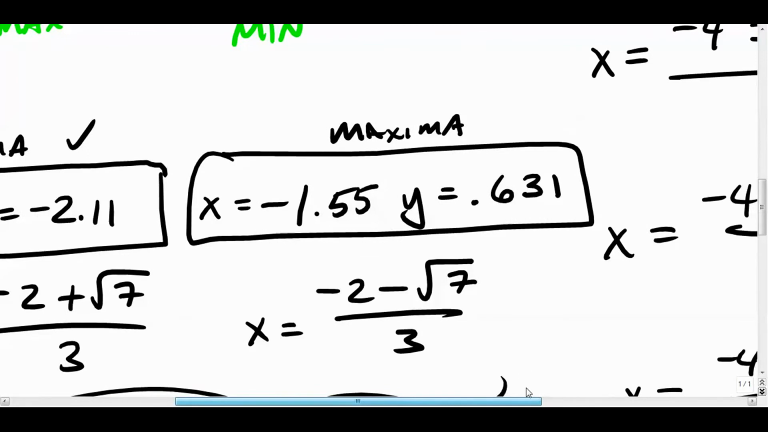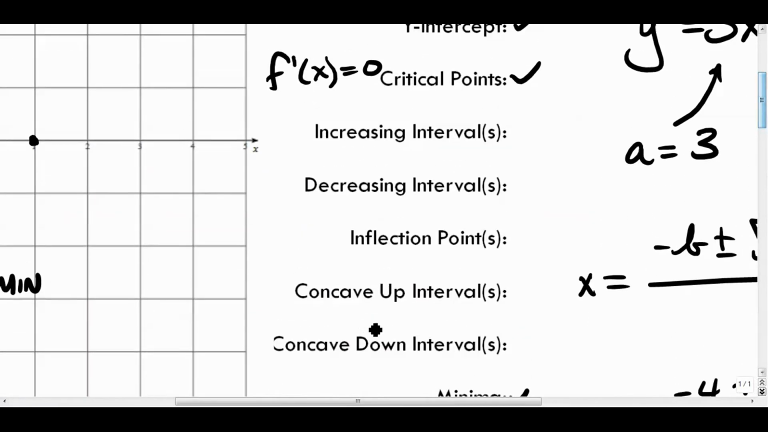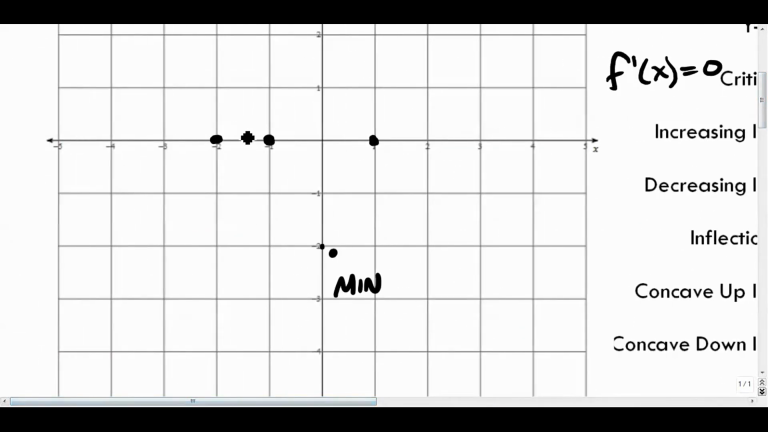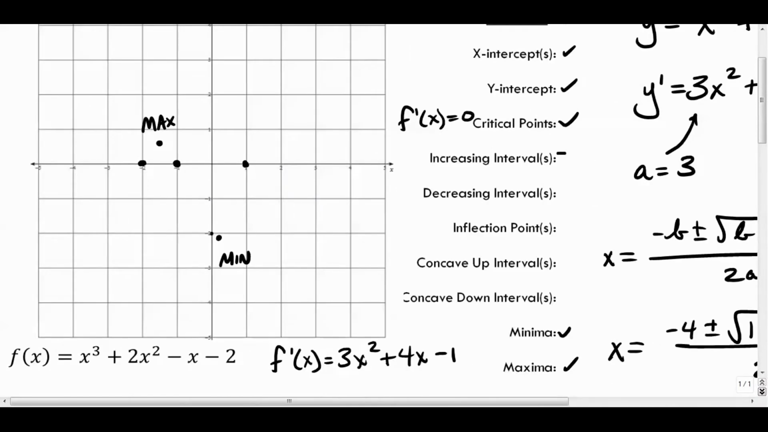Let's also graph the max. -1.5 and then up 0.6. So left 1.5 and then up 0.6. So it looks like it's about right here. That's our max. Cool. Now in terms of increasing, decreasing, that's what we'll look at next.